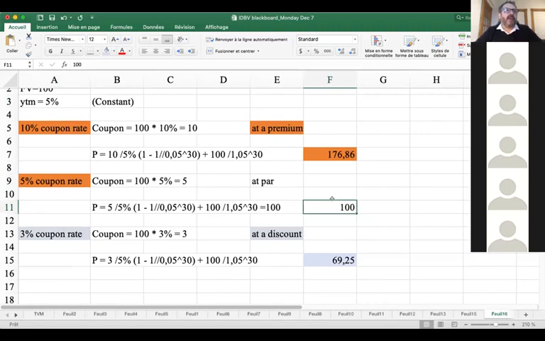So voila. And the last situation: if the coupon rate you offer on your bond is lower than the yield to maturity, 3% is lower than 5%, it means that your bond is not very sexy. So you have a situation where the price of the bond will certainly be lower than the face value, and this is what we find. We find 69.25 instead of 100. Okay, so that's it for the calculation.